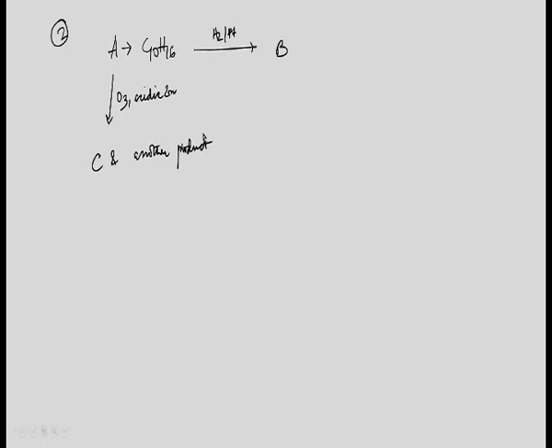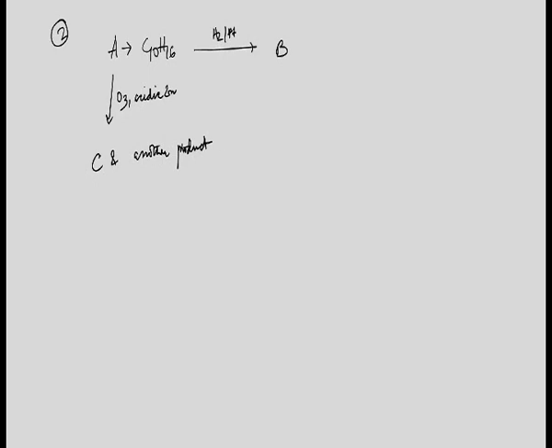So, this is also C10H16. So, this is A, and now it reacts with H2 platinum, it generates B. When A is treated with ozone, acidic zinc, it gives compound C and another product. So, the question is what is the structure?